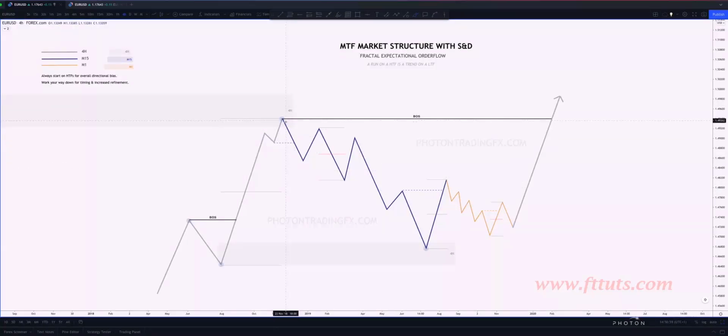So at this point, what we can then do is jump down to the 15-minute chart when we see that change of character, where potentially the 15-minute chart has now switched bearish. And what will most likely happen is you will see those 15-minute supply zones.